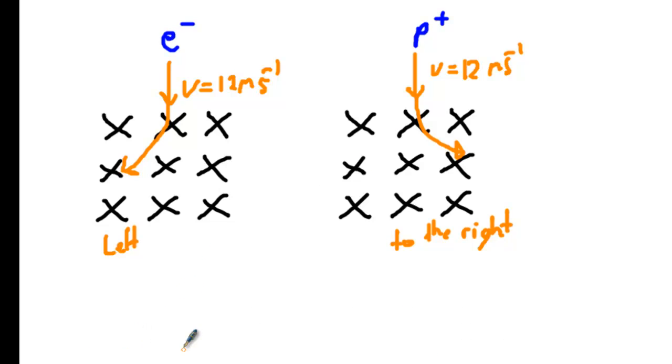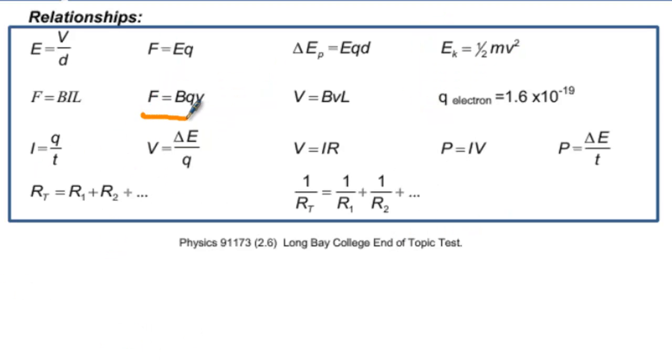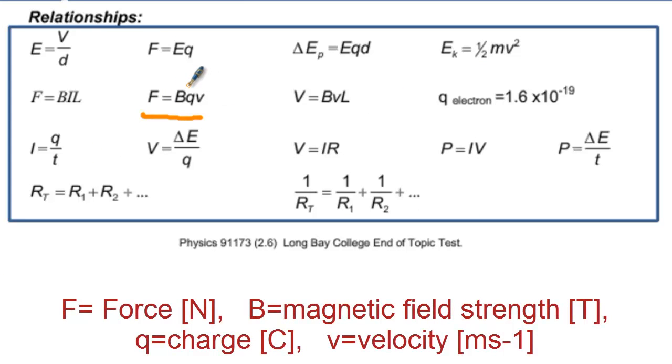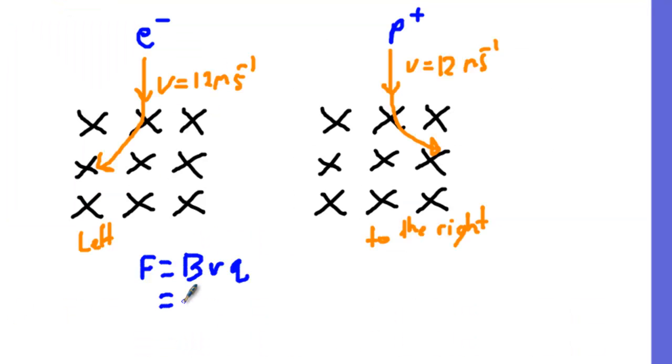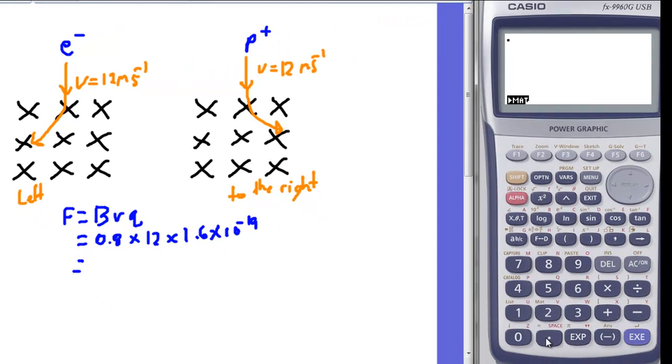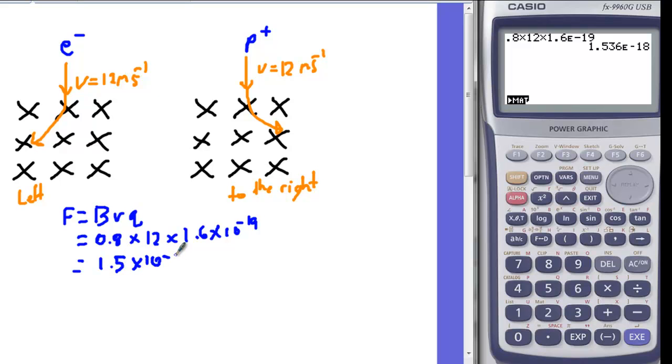And so a typical question might be, well, how much force does it feel? How do we work that out? If we head back to our formula sheet, we can see this force formula here, F equals BvQ. B standing for magnetic field strength, Q standing for charge, v standing for velocity. And B in the question was 0.8 Tesla. The velocity in the question was 12 meters per second, and the charge on an electron is 1.6 times 10 to the negative 19. So the force, if this was just a free electron flying into a magnetic field, if we chucked that into the calculator, 0.8 times 12 times 1.6 times 10 to the negative 19 would be 1.5 times 10 to the negative 18 newtons. A really small force.